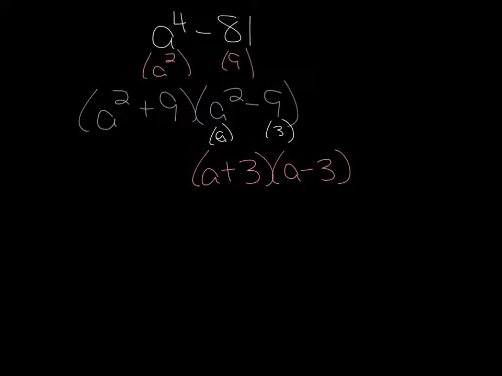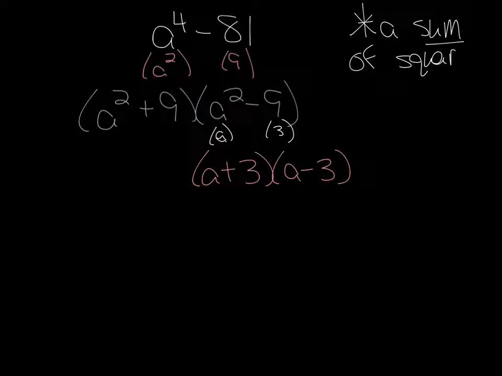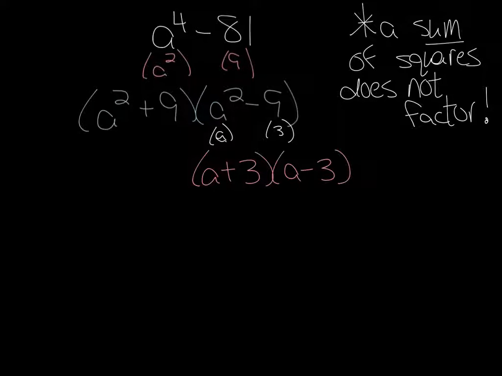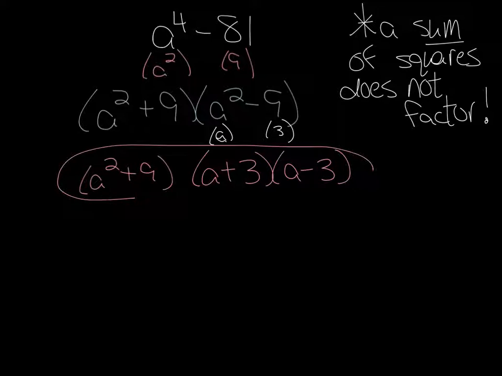Now over here, these are perfect squares, but that's a sum, okay? Very, very, very important. A sum of squares does not factor. It can be perfect squares, but if they're added, it doesn't work. So all you can do with that is copy it down. So a to the 4th minus 81 factors into this. It actually has 3 factors, a squared plus 9 times a plus 3 times a minus 3.